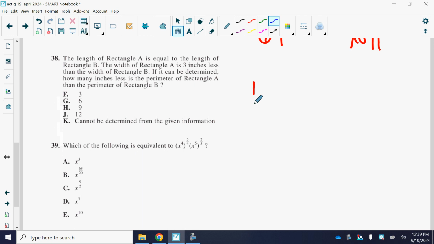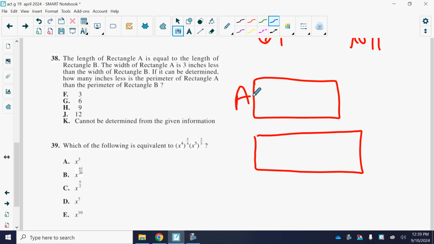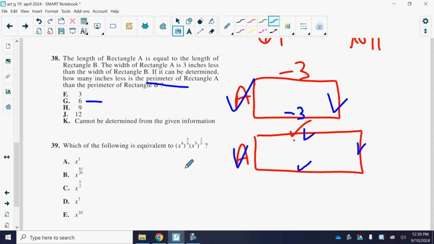Sucker: the length of A is equal to the length of B. But the width of A is 3 less than B, so it's 3 twice, minus 3 minus 3. They'll have the same perimeter, because these are the same, right? It's just the widths are 3 less, so it's twice 6. Hope that made sense.